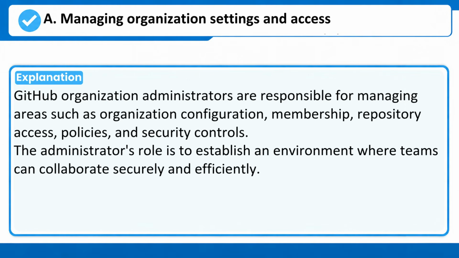Explanation: GitHub organization administrators are responsible for managing areas such as organization configuration, membership, repository access, policies, and security controls. The administrator's role is to establish an environment where teams can collaborate securely and efficiently.